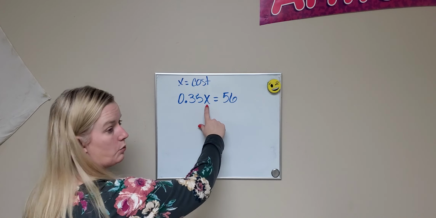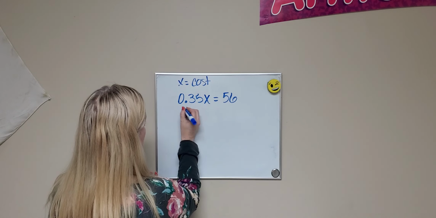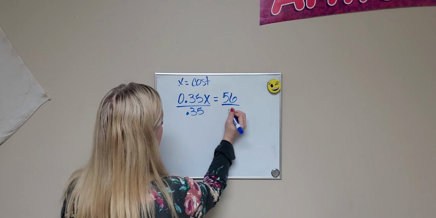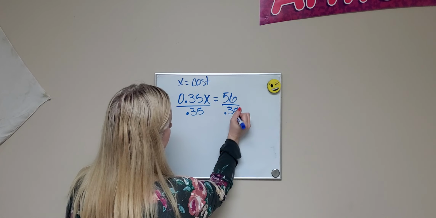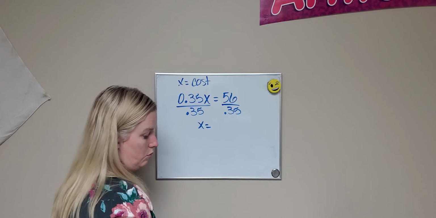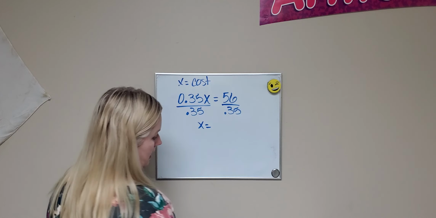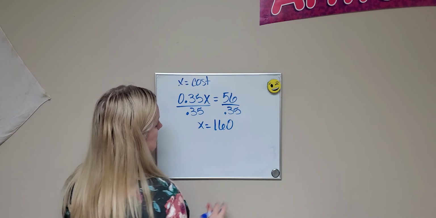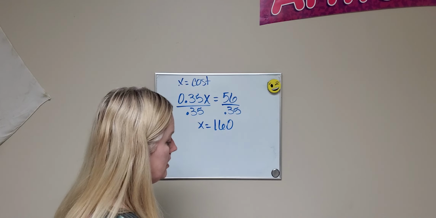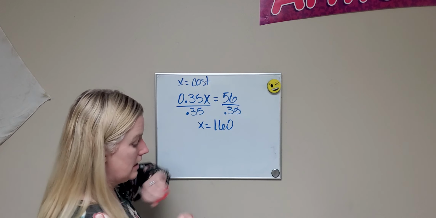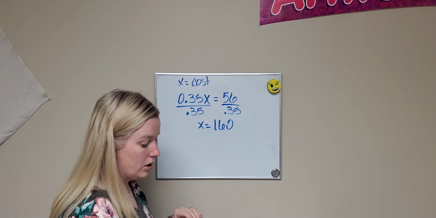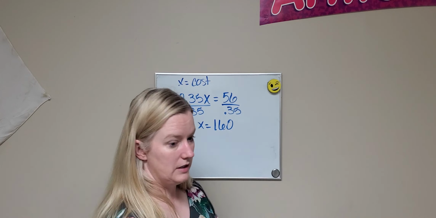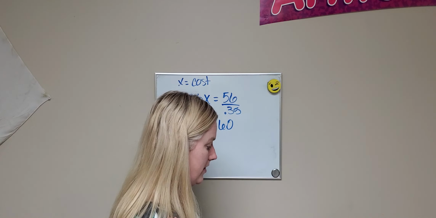But we want to know what the original cost is. All right, so I'm going to divide both sides by 0.35, and X is going to equal, when you do 56 divided by 0.35, you're going to get 160. Okay, so $160 is the cost of the rug for the dealer. So then the dealer added $56 to that.